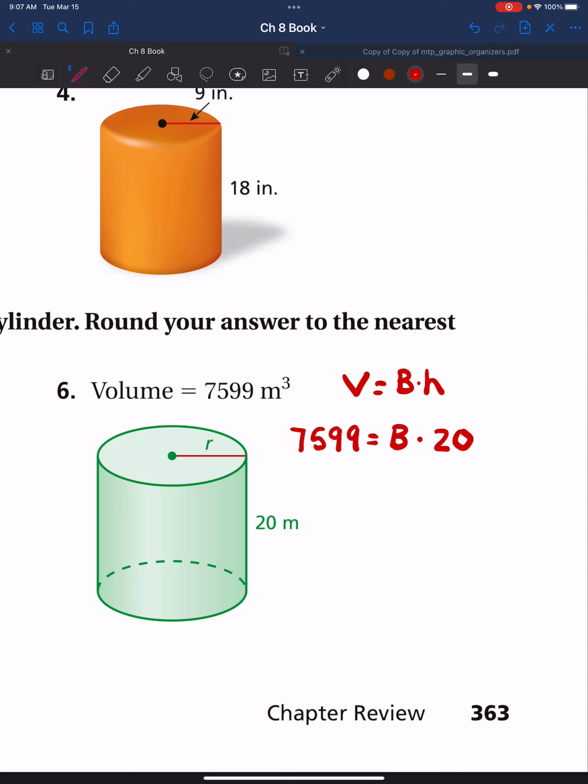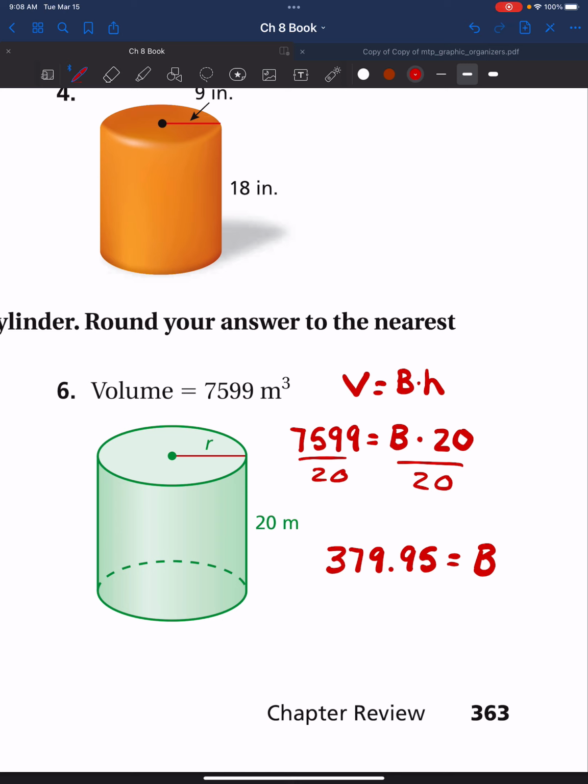Now that we've filled in the things we know, I need to get b by itself. To do that, I need to divide by 20 to both sides. I got my calculator, 7,599 divided by 20. 379.95 equals big B. Now, obviously, big B is not the radius. Big B is the area of the circle.